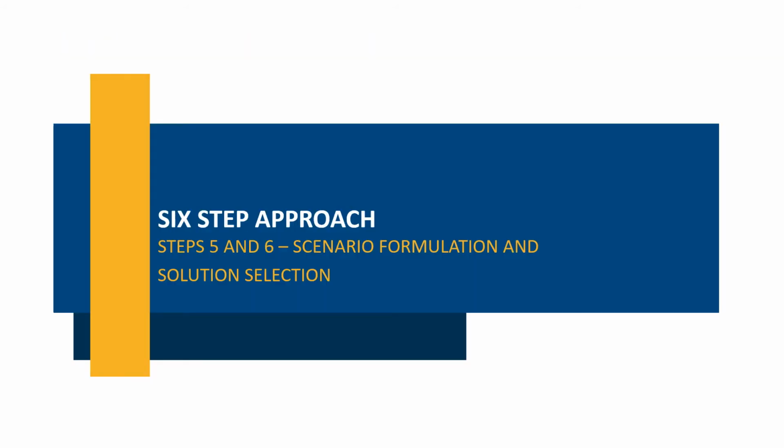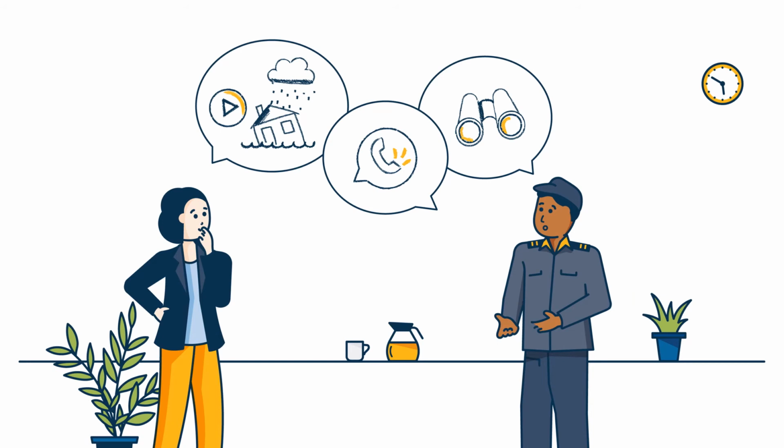We now present the last two steps, the scenario formulation and the solution selection. Episode 22, 6-step approach, scenario formulation. You think back to that first discussion at the coffee machine about the gap. You remember you already had a vague scenario in mind. For instance, the last exercise you ran, or the real flood that happened a few years ago.